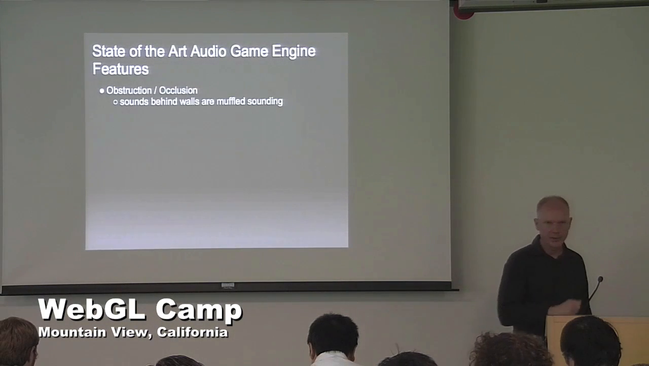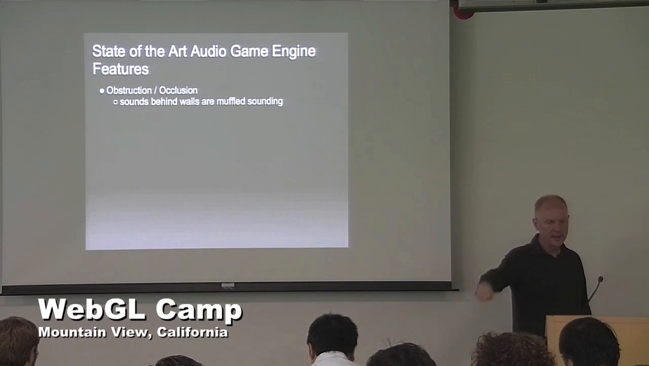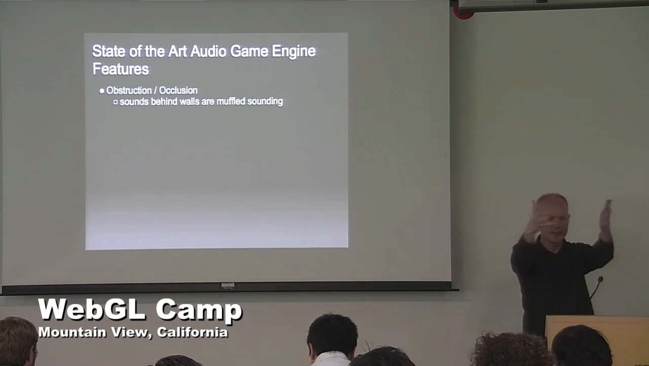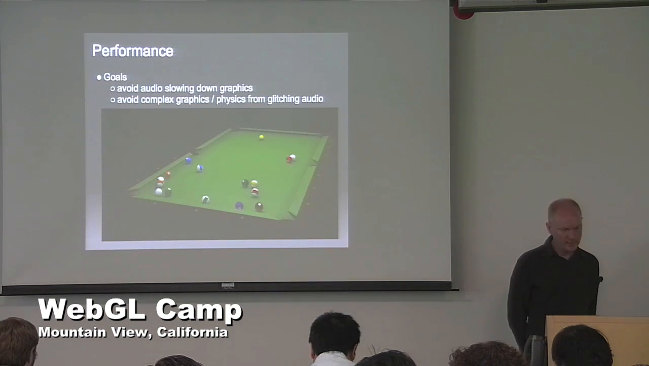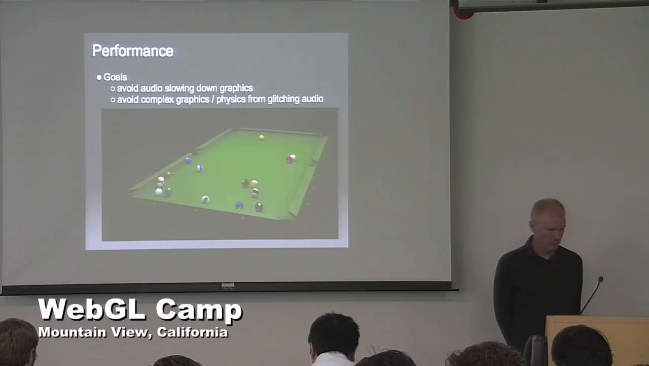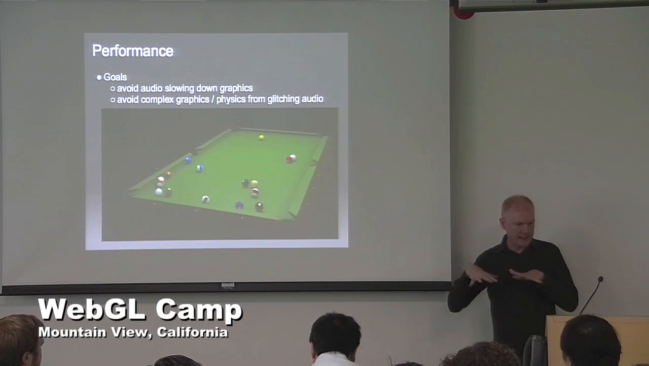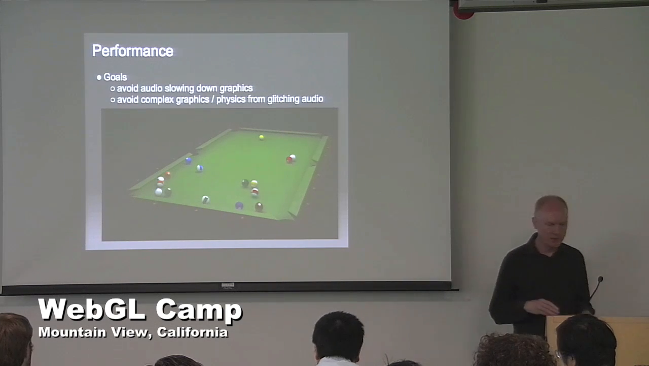Obstruction, occlusion, if a sound goes behind a couch or something like that, it's going to get more muffled sounding. Or if it goes out the door and around the corner in a hallway, you still hear the sound through the door, but you want it to get more muffled. So yeah, I mentioned before, if you have a game, like I'm going to show you this demo in a little while, this pool game. If you have a game where there's a reasonable amount happening with the graphics and there's physics being calculated in JavaScript, you don't want the animation to get more choppy.